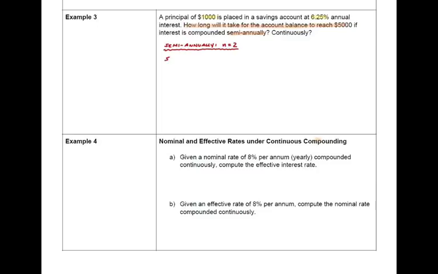So let's verify that. So set up the compound interest formula for semi-annual interest. So 5,000 equals 1,000 times 1 plus 0.0625 over 2 to the 2t. So 2 again comes from my semi-annual interest, and I'm going to solve for t. So I divide both sides by 1,000, and then in my calculator, calculate the 1 plus 0.0625 over 2, and I get 1.03125.